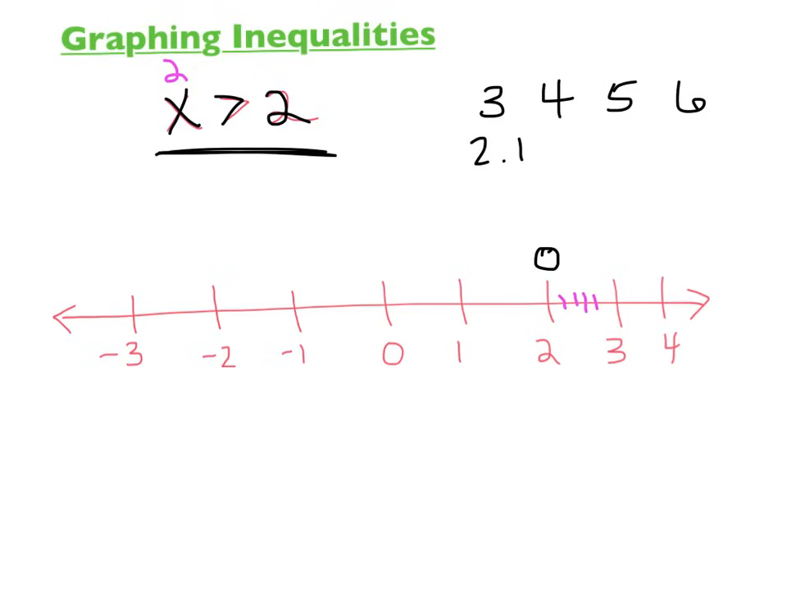So it's all the numbers bigger than 2. Now if I want to show all the numbers bigger than 2, that's all the numbers over here, right? So you're going to just connect an arrow here and say, I want all these numbers bigger than 2. Those all work in that inequality. 2, 3, 4, keeps going.